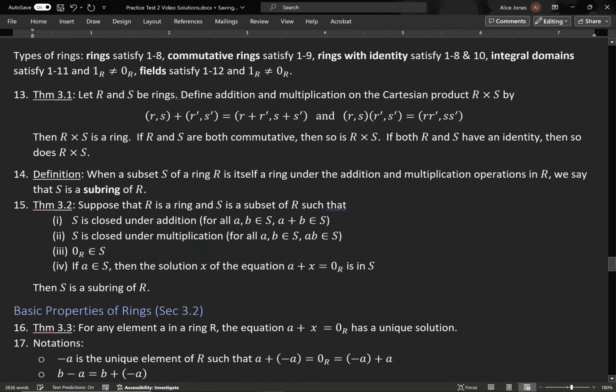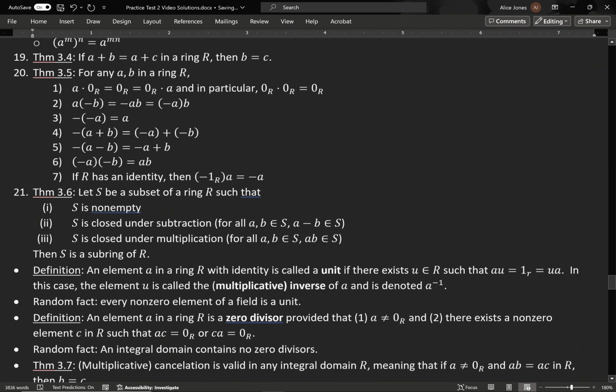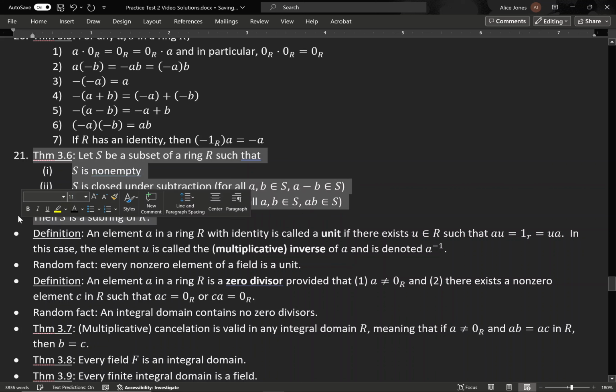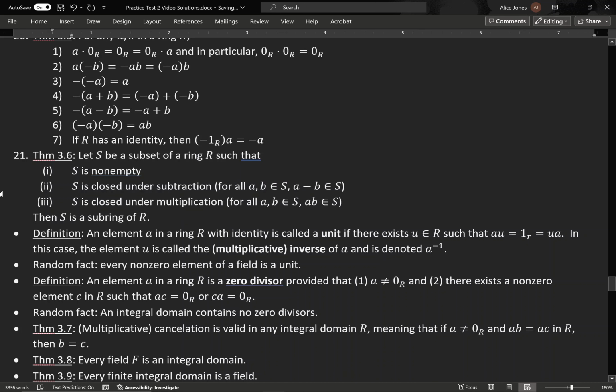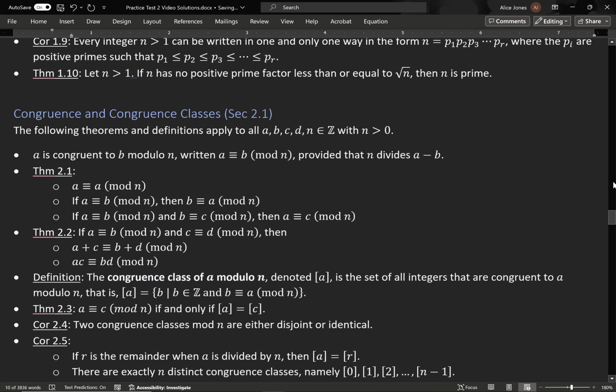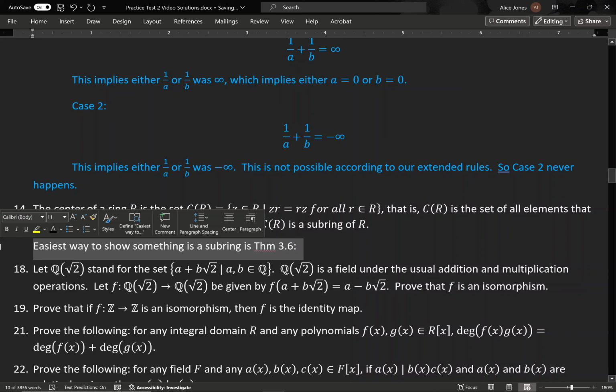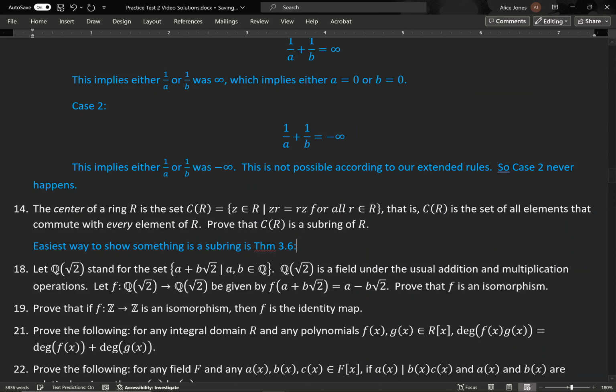But if you forgot, it is down here, theorem 3.6. For any subset of a ring, if it has these 3 properties, then it's a subring. So non-empty, closed under subtraction, closed under multiplication. Those are the 3 things you have to check. And that is the easiest way to do it.